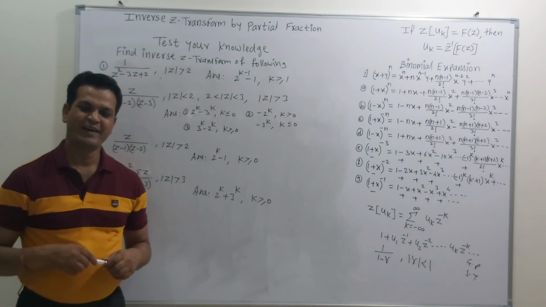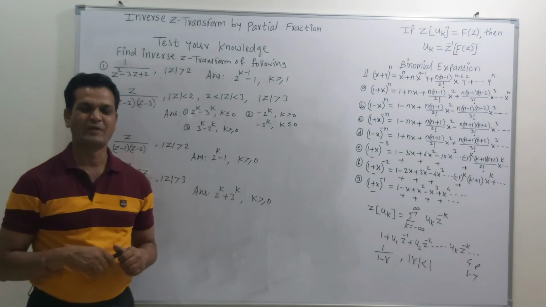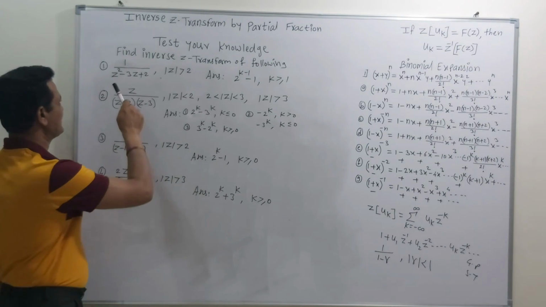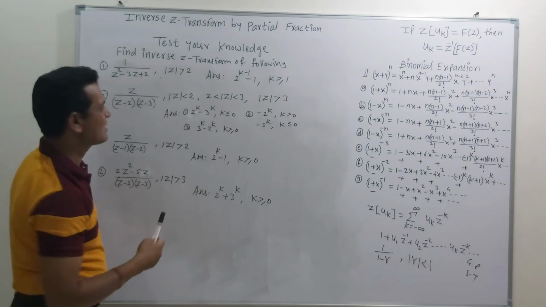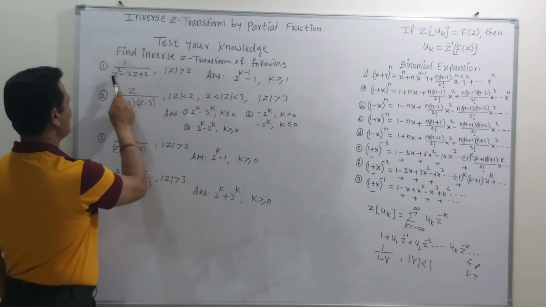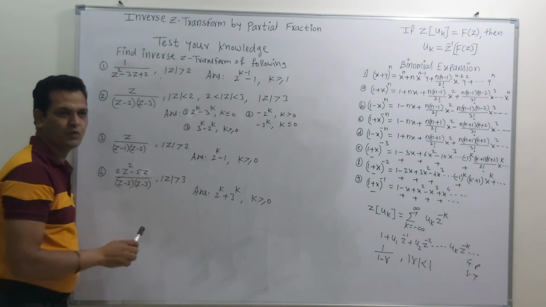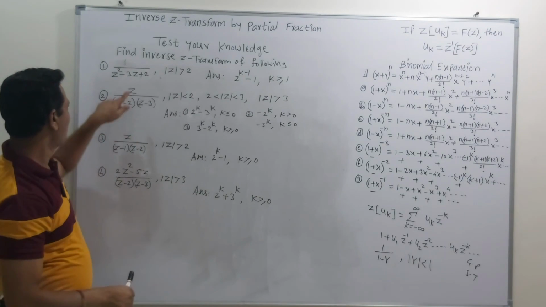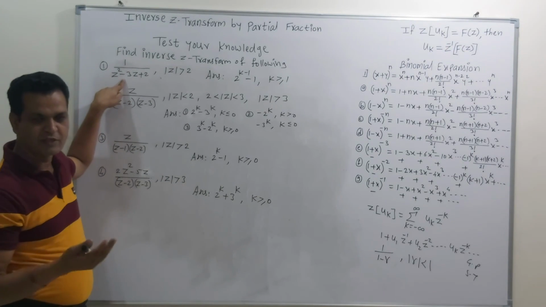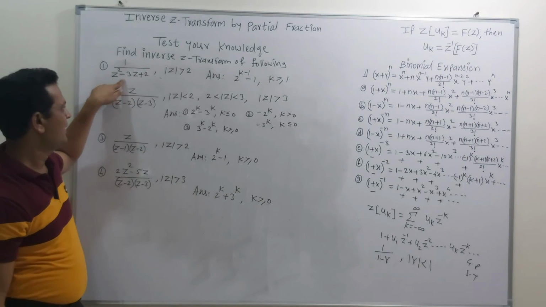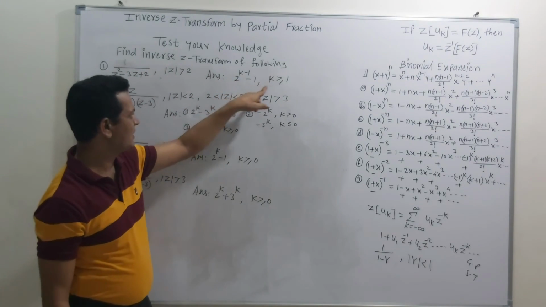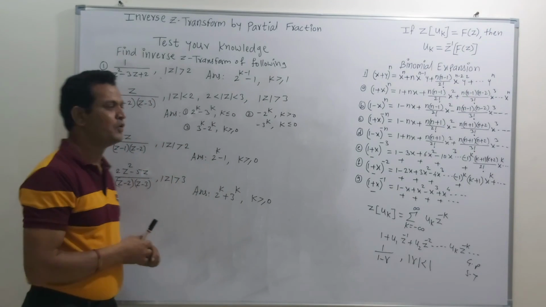Now friends, for testing your knowledge purpose, 4 examples are given here. So first example is that find the inverse Z transformation of 1 upon z square minus 3z plus 2, where the region of convergence is mod of z is greater than 2. So now friends, first obtain the factor of this term, then apply the partial fraction, then we get answer as 2 raised to k minus 1 minus 1 for k is greater than or equal to 1.